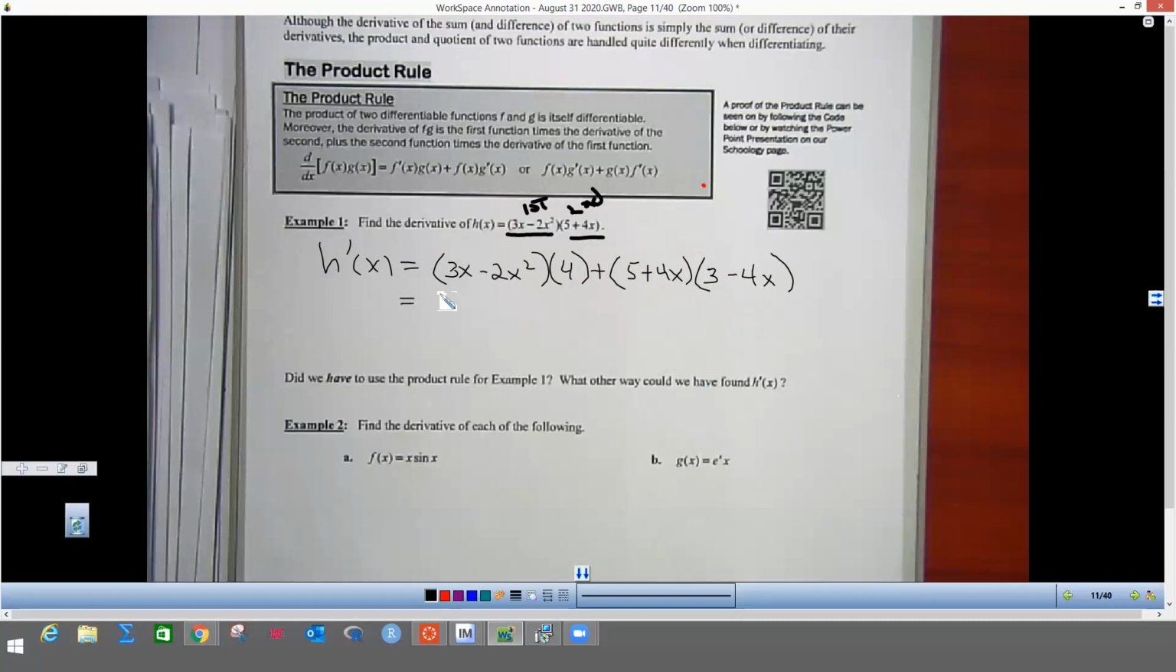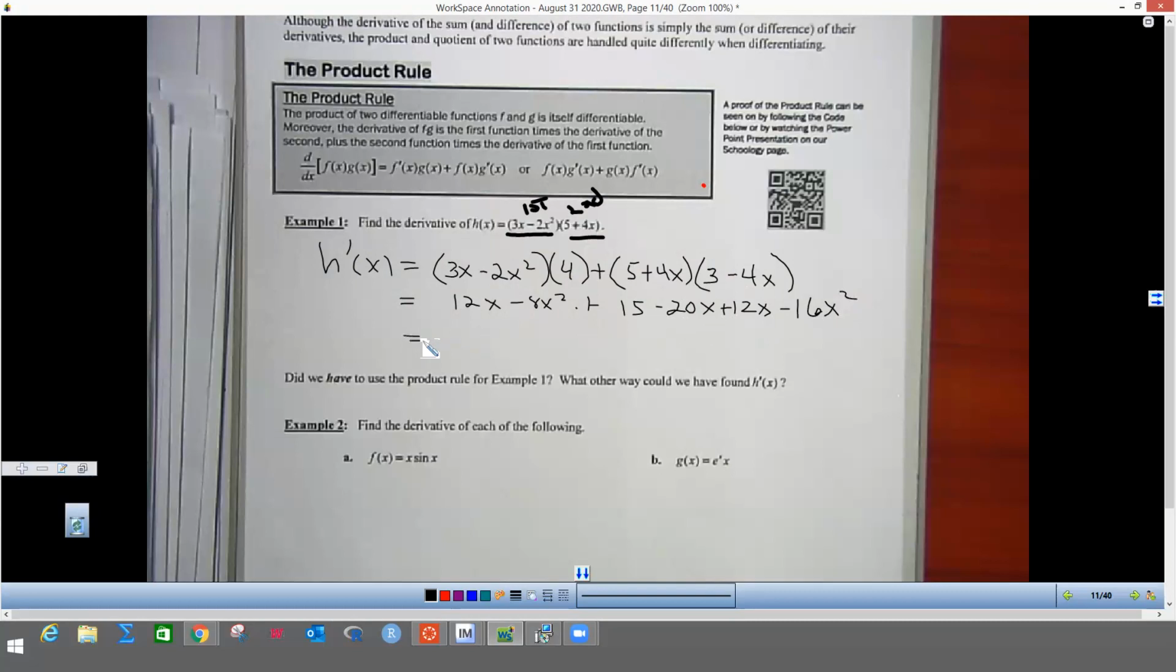I would like you to practice your algebra skills. So we're going to distribute that 4 in there and get 12x minus 8x squared. And then over here, we're going to FOIL this part over here on the right. So we're going to take 5 times 3 is 15. 5 times negative 4x is negative 20x. 4x times 3 is 12x. And 4x times negative 4 is negative 16x squared.